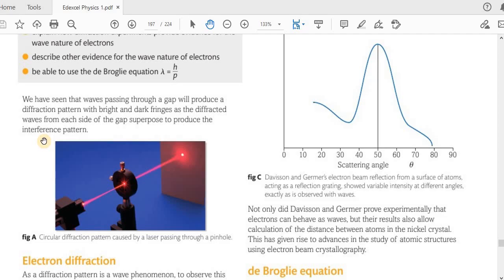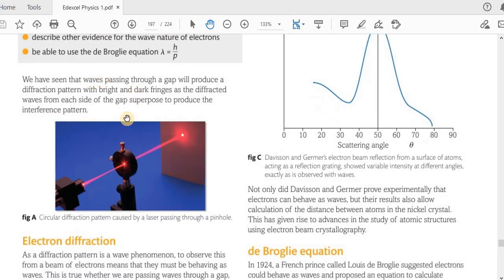Then you have diffraction on the other side, and since the diffraction occurs at each of the two slits, on the other side those waves interfere. When they interfere, they produce the pattern. We have seen that waves passing through a gap will produce a diffraction pattern with bright and dark fringes as the diffracted waves from each side of the gap superpose to produce the interference pattern. Now this is in the case of waves. Now we will see how this applies to electron diffraction.